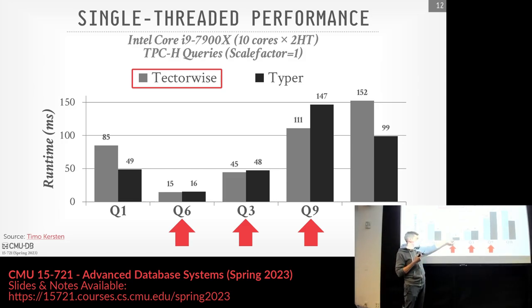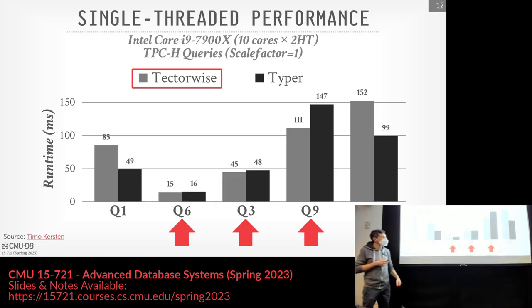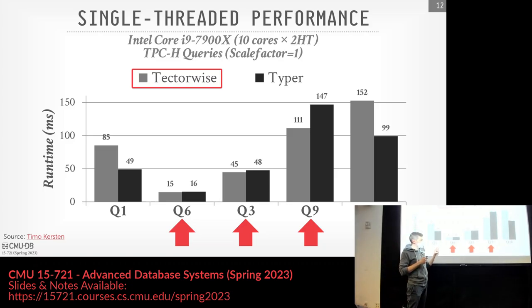So 15 milliseconds versus 60 milliseconds. It's almost the same. But again, you look at Q18, that's a pretty big difference. Q9's a pretty big difference. For our analysis, we want to look at the ones where there is a big gap. Yeah, we'll get there. It's next slide.